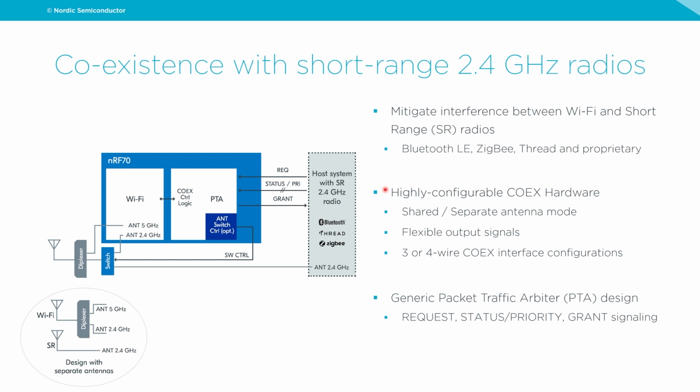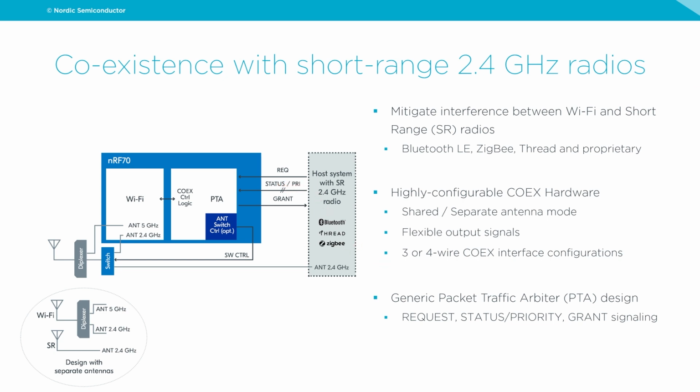a generic packet traffic arbiter design that has various signals. It has a request signal, status, priority, and grant signals. It has flexible output signals and can also be a 3 or 4 wire interface configuration. The status and the priority can be separate lines, or it can be just one wire. The way it works is that when the PTA receives requests from a multi-protocol radio, so from the host, it can be a host system that has a short-range radio, or it can be a separate IC, it may grant those requests based on the priority or the status properties.